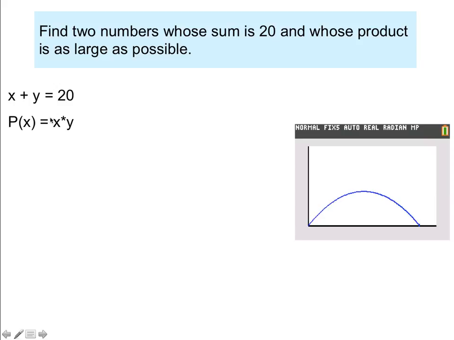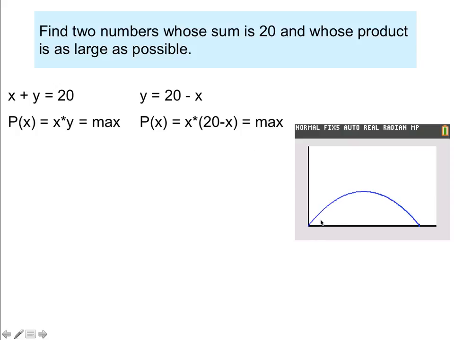This is two different variables, so I'm going to have to come up here and solve my constraint for y. So when I do that, I get y equals 20 minus x, and now I can substitute that constraint in here and get my product function in terms of one variable. So my product function is x times 20 minus x, and I want to maximize that.